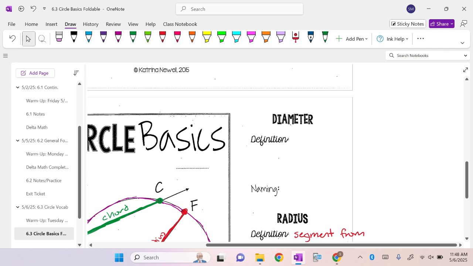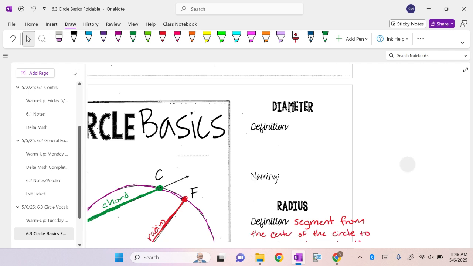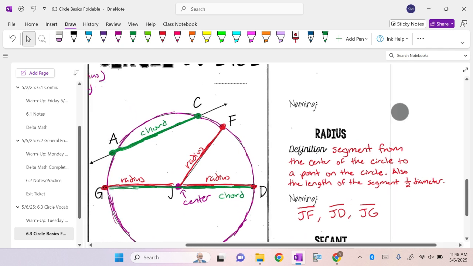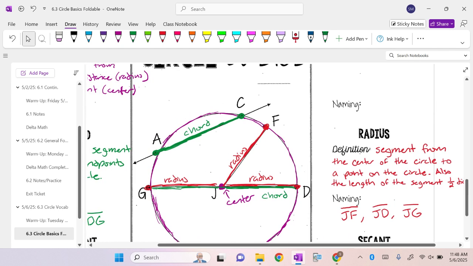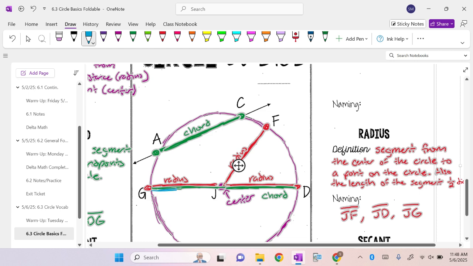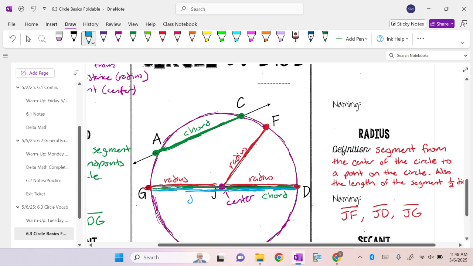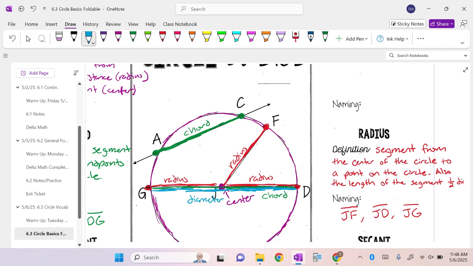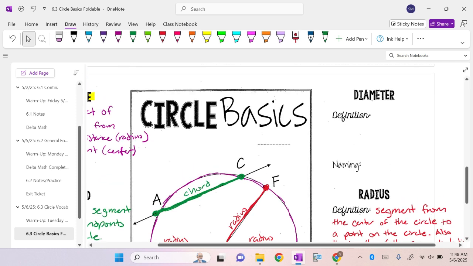All right, so now that we know what a chord is, let's talk about the diameter. Now, one of these chords that we just labeled is actually our diameter. Which one do you think it is? GD. So GD is also considered our diameter. Why is GD considered our diameter and not AC? What's the difference? GD goes to the center. So that's the main difference between a diameter and just a regular chord. A diameter will go through the center.